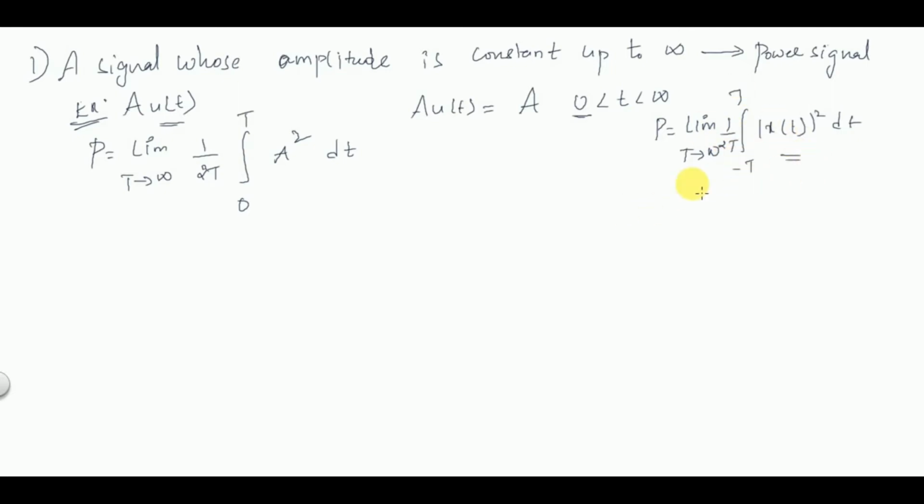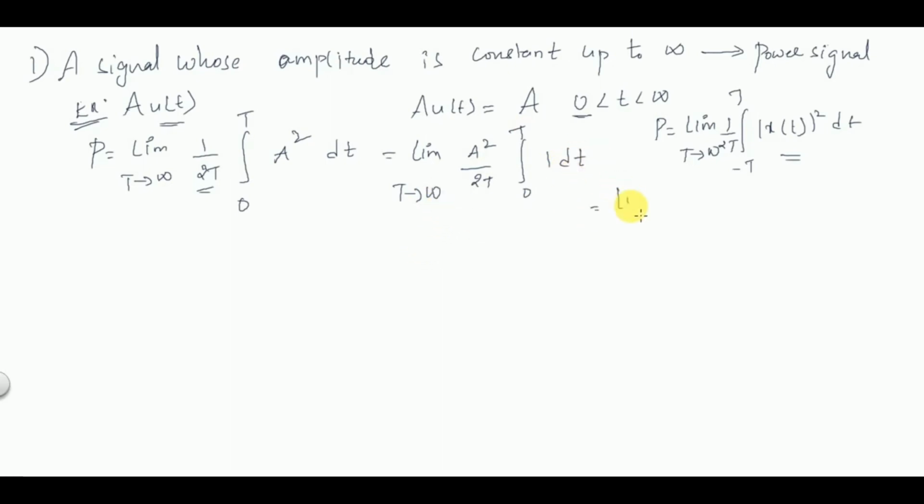So this is the formula for power. I have taken limit as T tends to infinity, 1 by 2T, and the limit changes because it is a unit step signal. Mod x of t whole square is A square dt. A square is a constant, so you can take it out of the integration. So it becomes limit as T tends to infinity, A square by 2T, integral 0 to T, 1 dt.